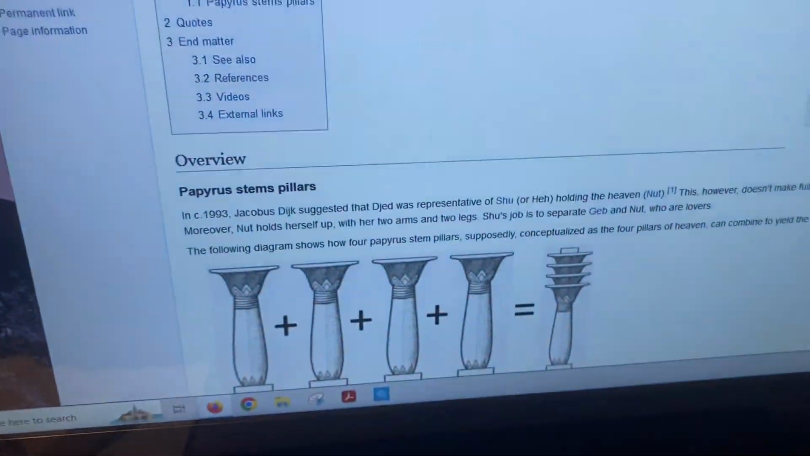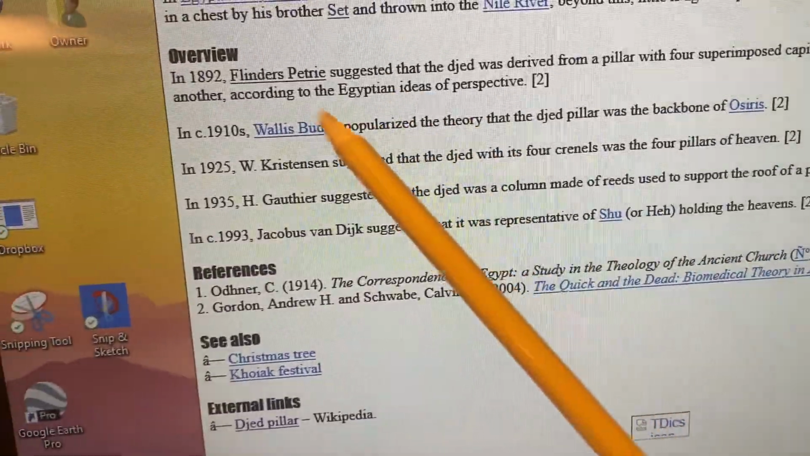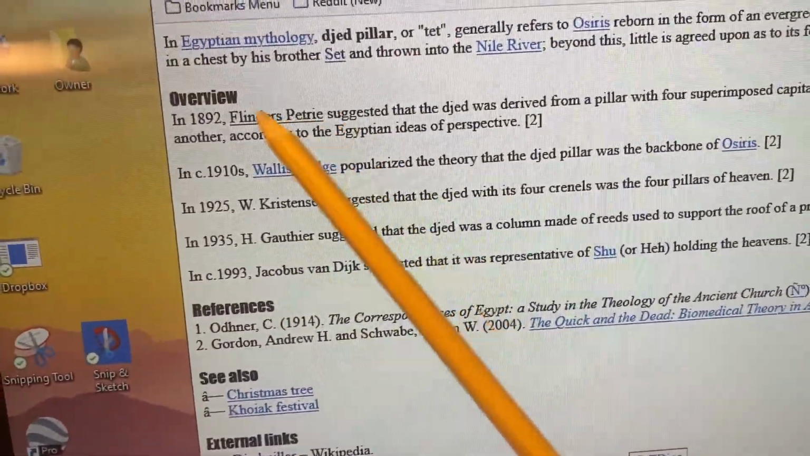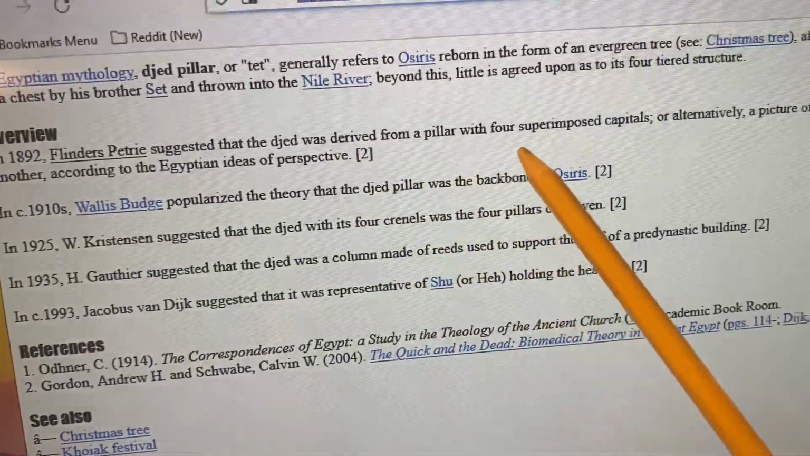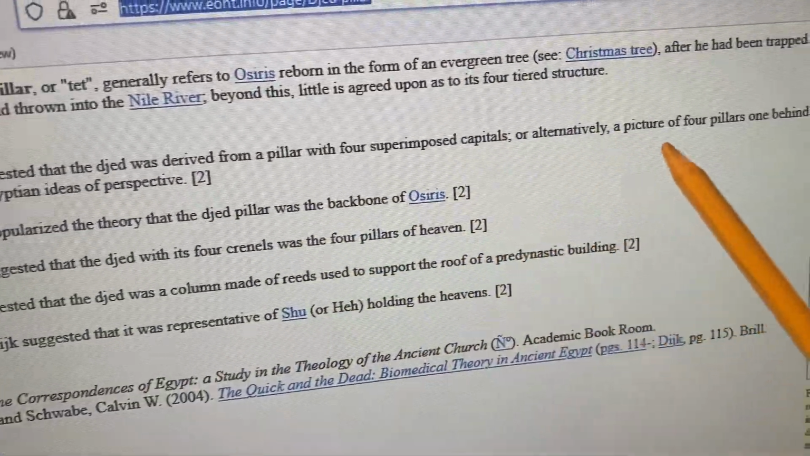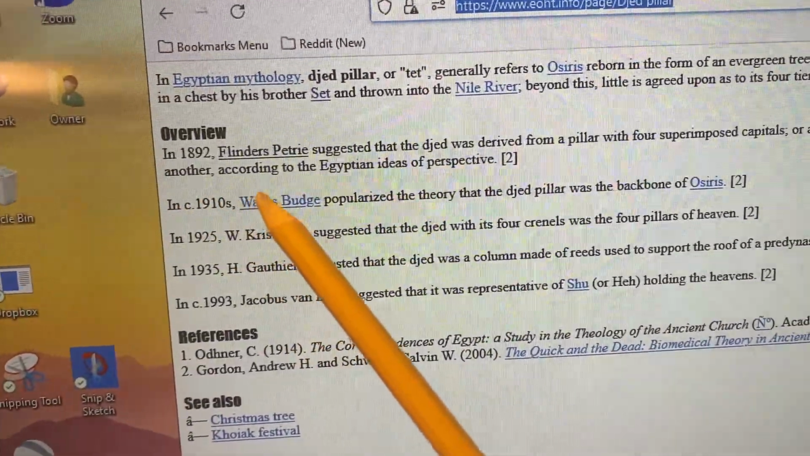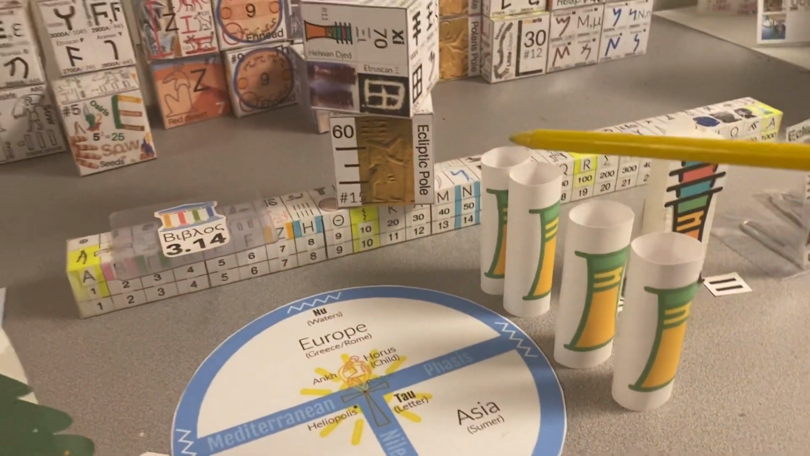But to give a little history of the situation here, it was Flinders Petrie who first suggested in 1892 that the Djed was derived from a pillar with 4 superimposed capitals, alternatively a picture of 4 pillars, one behind another. Just like we just saw here, 4 papyrus columns, one behind each other.